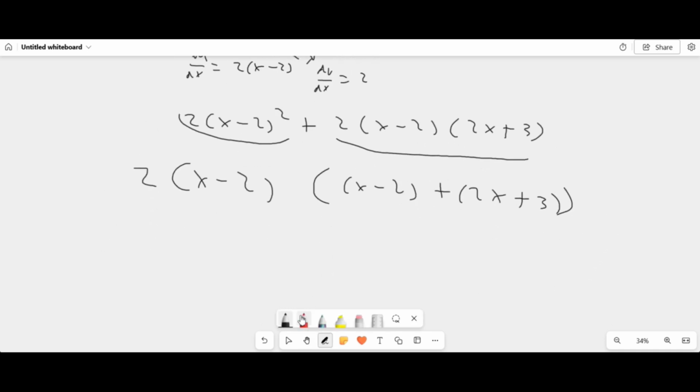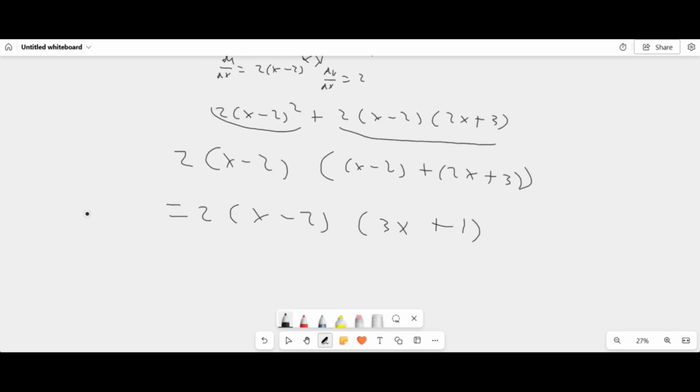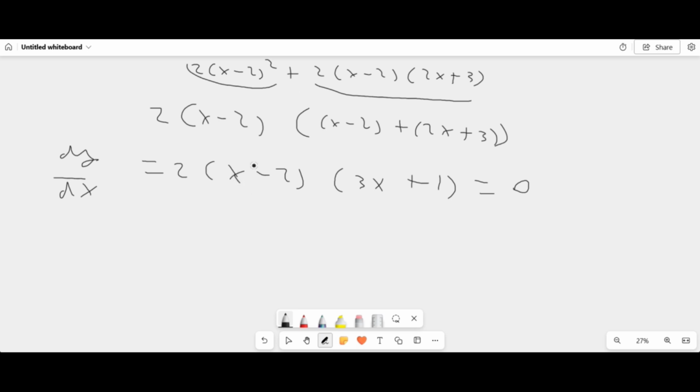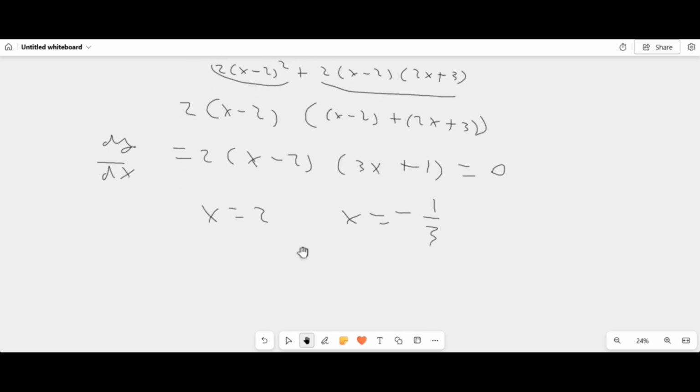And now we need to simplify this right hand side. That's going to be 2x minus 2. And then x plus 2x is going to be 3x. And then minus 2 plus 3 is going to be 1. So that's it. Now we want to find the stationary point. The stationary point is when dy over dx is equal to 0, and this is dy over dx here. We want to make that equal to 0. So we can have two solutions here. It's always the opposite of what's in the bracket. So we can have x equal to 2. We can have x equal to, bring 1 to the other side, minus 1 divided by 3, that's minus 1 over 3.